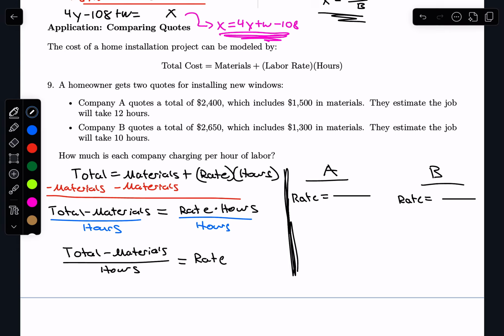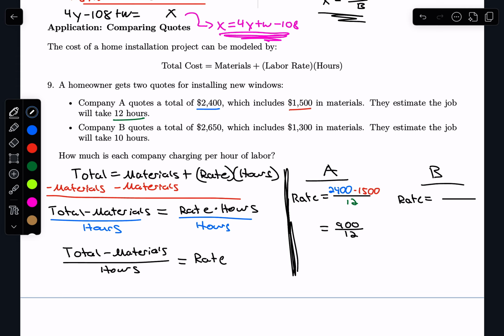So for company A, we have that the total is $2,400. So I'm going to put 2,400 on top. We have that the materials is 1,500. So from that 2,400, I'm going to subtract 1,500. And then we have that the hours is 12. So I'm going to put 12 on bottom. When we simplify this, 2,400 minus 1,500 is 900. So we have 900 over 12.